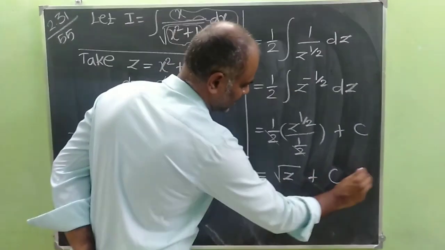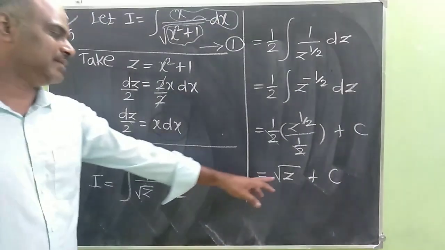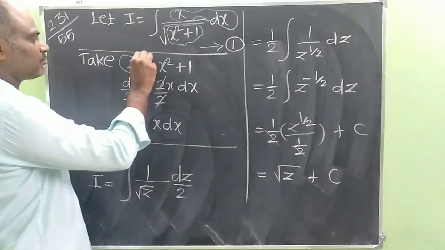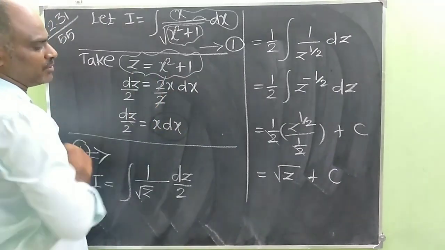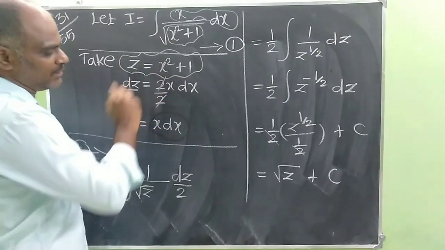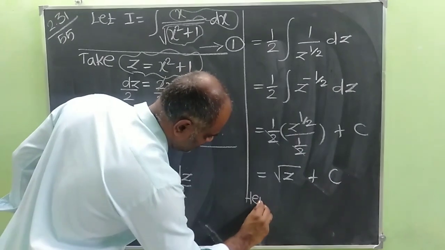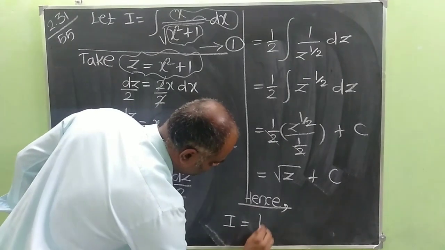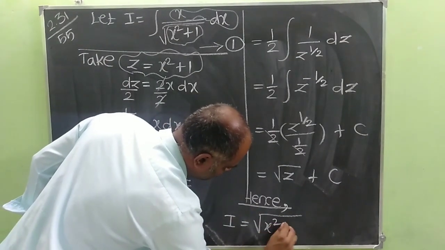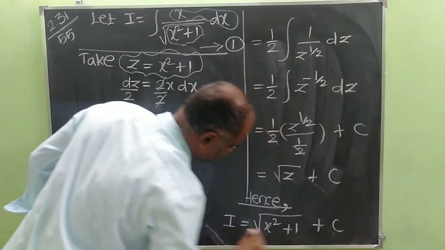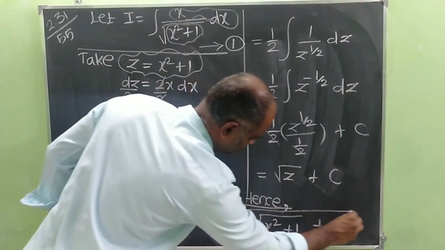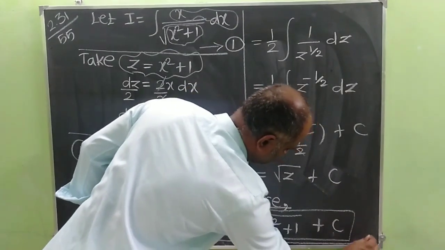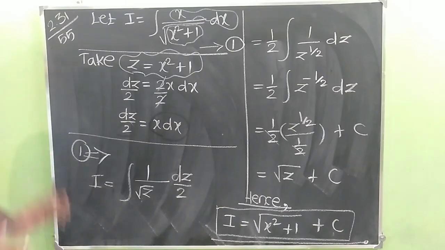Finally we change this z into the original variable x. z is equal to x squared plus 1. So change the new variable into the original variable, that is x squared plus 1. Hence the integration I equal to square root of x squared plus 1 plus constant c. That's a very simple problem.